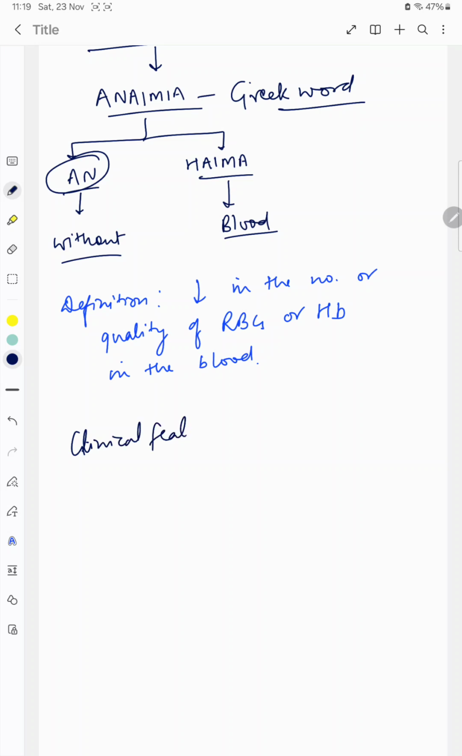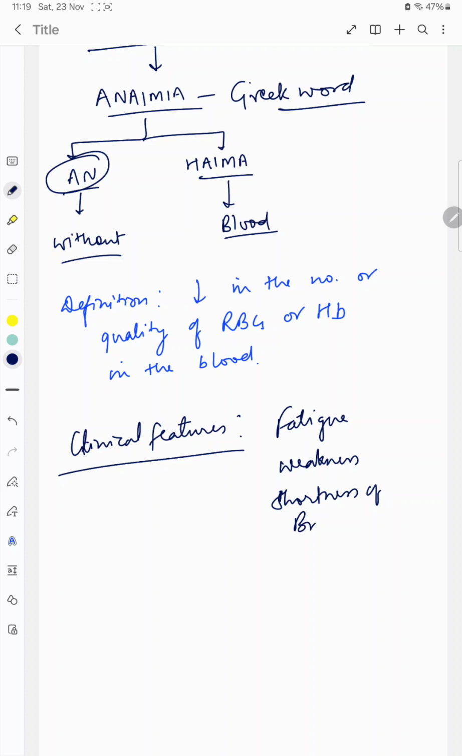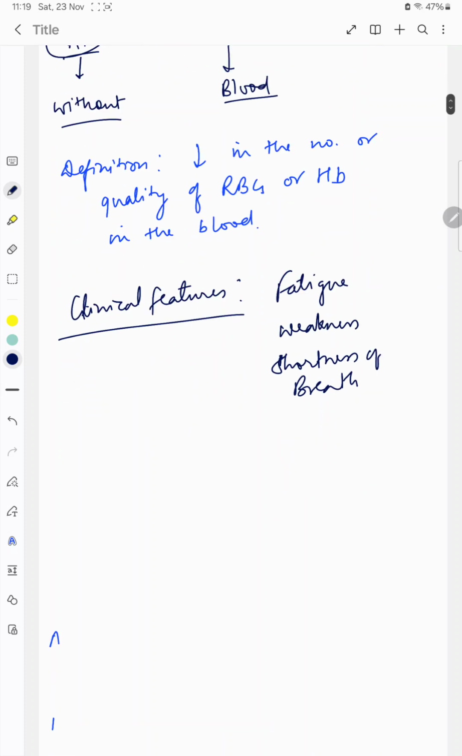noted in anemia? A patient complains of fatigue, weakness, shortness of breath, and skin pallor. So these are the common clinical features seen in anemia.